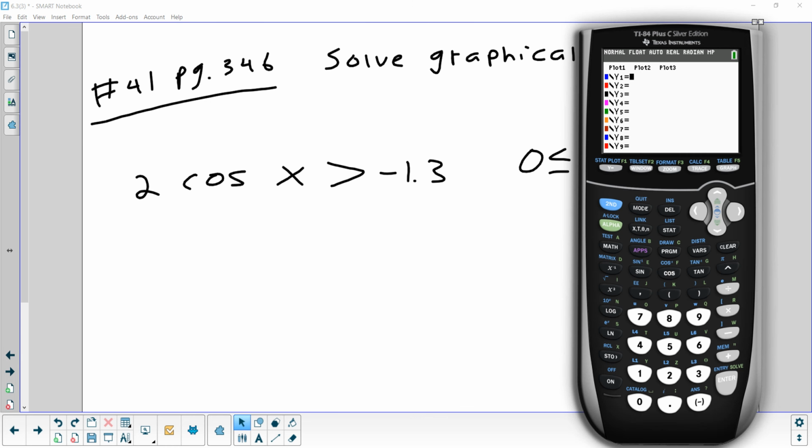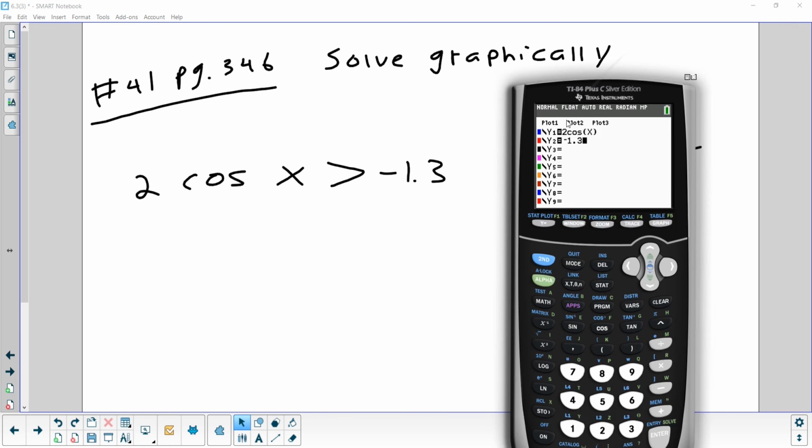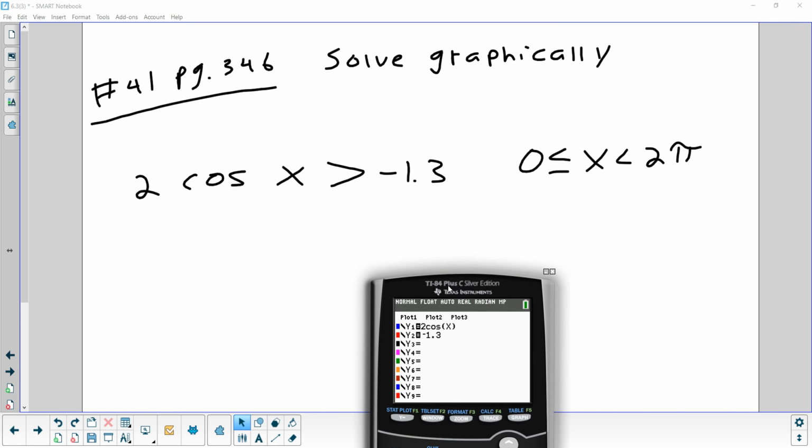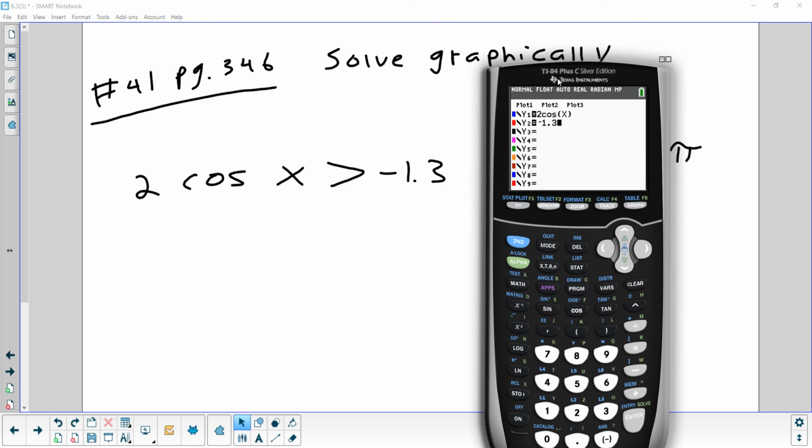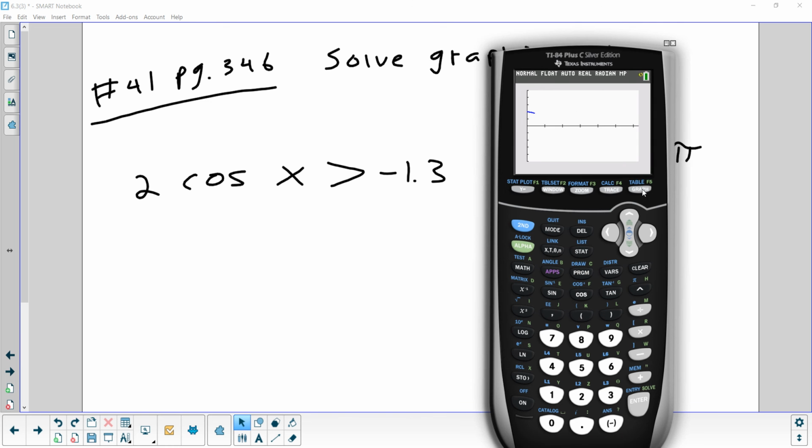All right, so Bailey, what could I put in y1? 2 cosine x. And Abigail, what could I put in y2? Negative 1.3. Good, negative 1.3. Let's keep in mind what we're looking for. We're looking for where the graph in blue is above the graph in red. At least the colors I used. Where the blue is above the red. 0 to 2 pi, that's already taken care of. Okay, so where is the blue above the red?